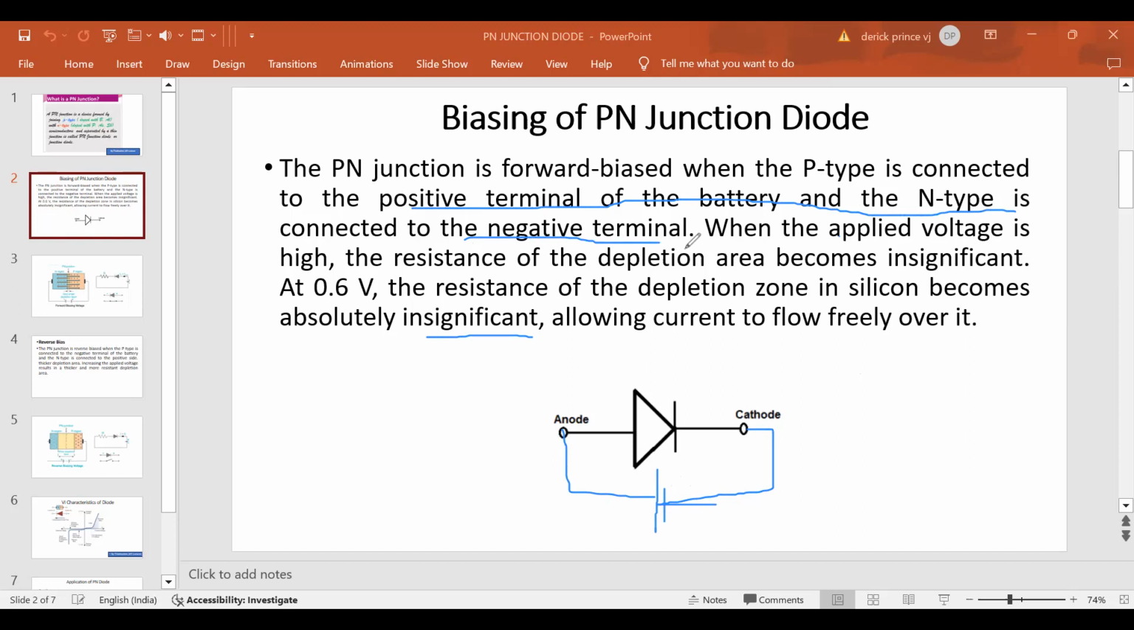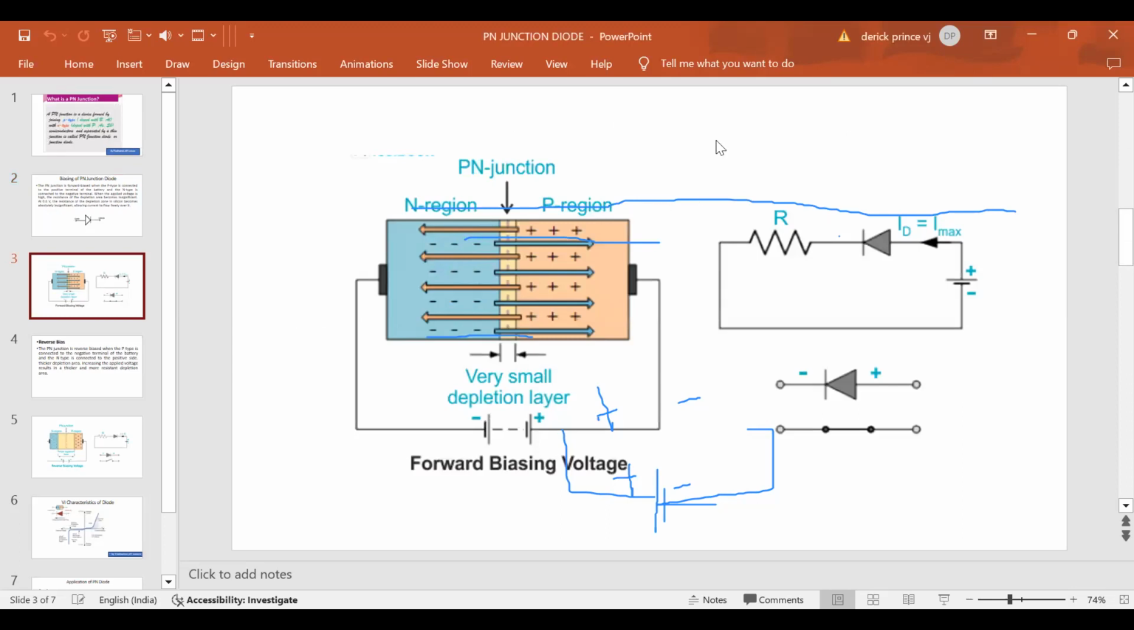That is forward bias. Forward biasing is biasing with the same potential. When this is anode, positive, here also I am connecting with positive. So simple. And this is cathode, minus, so here also I am connecting with minus. So this is called forward bias. And the applied voltage is high. So we go for the next slide. We'll erase whatever I have here.